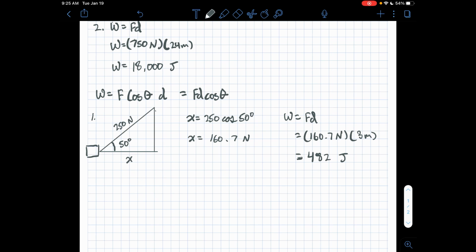So yeah, questions with angles, not that much harder. All you need to do is just know how to use cosine.